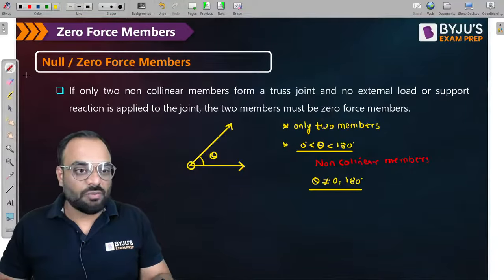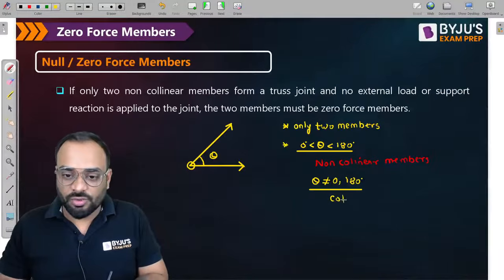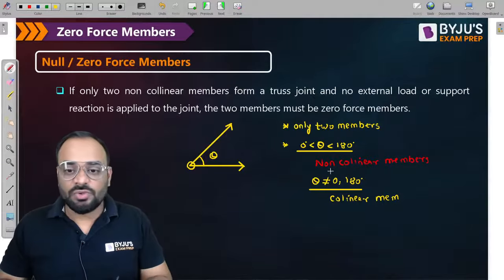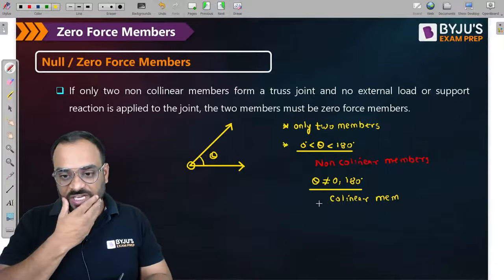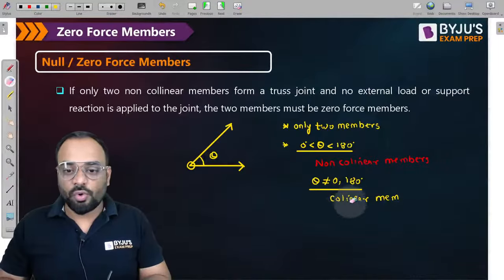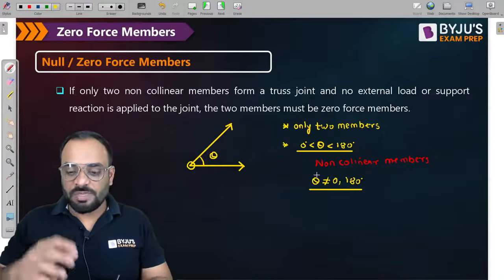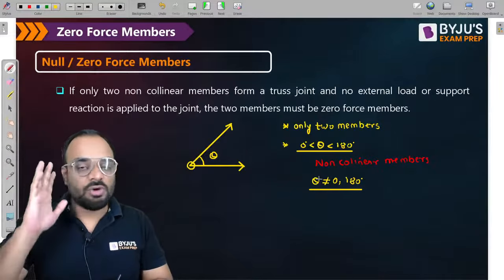Now the question is, sir, what do you mean by collinear? What do you mean by non-collinear? Let me explain in detail what you mean by collinear force members or non-collinear force members. So these are collinear members if theta is equal to 0 or theta is equal to 180, then the members will become collinear in nature, right? So our condition is theta should not be equal to 0 or 180 degree.